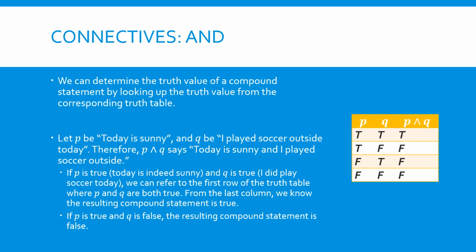With the truth table, we can look up the truth value of a compound statement using the truth values of its elementary statements. For the previous example, if we know P is true and Q is true, we will refer to the first row of the truth table and find that the corresponding truth value for the compound statement is true. If P is true and Q is false, then we'll refer to the second row and find that the corresponding compound statement is false.